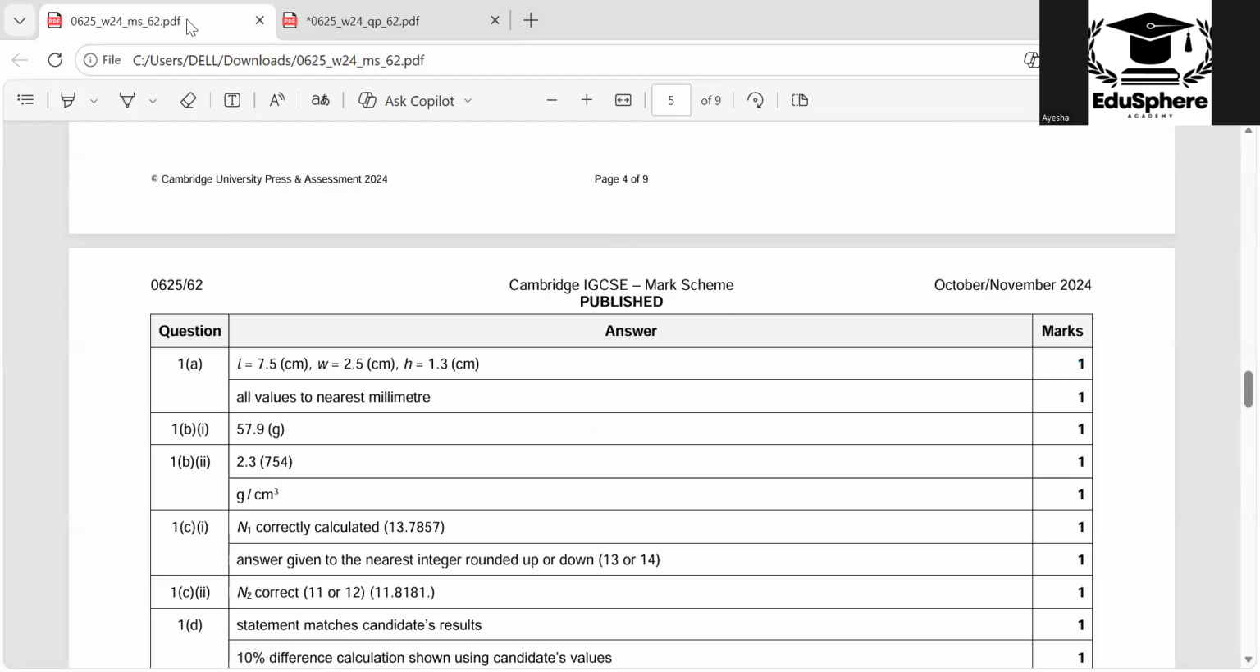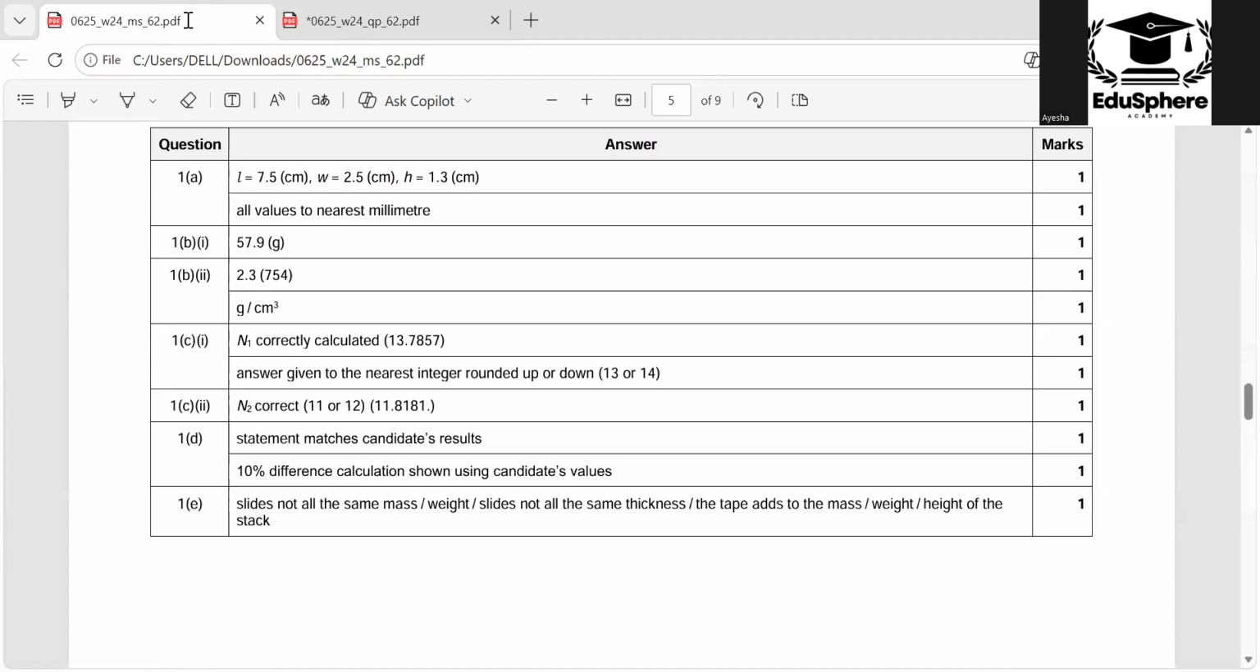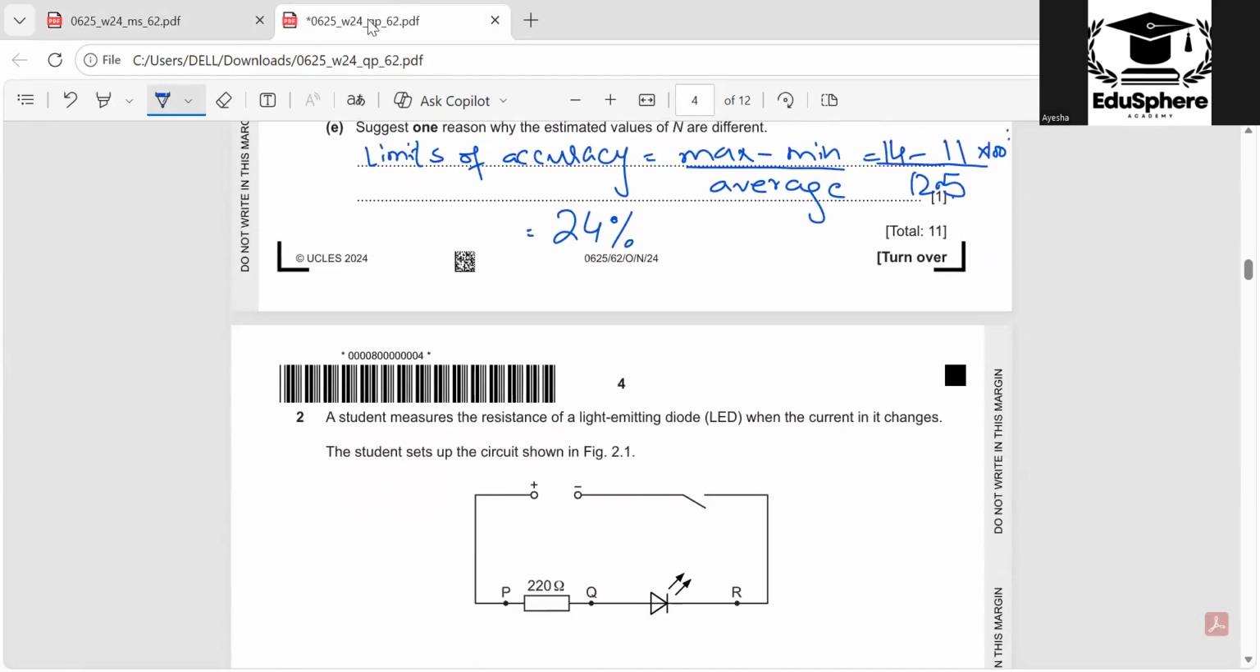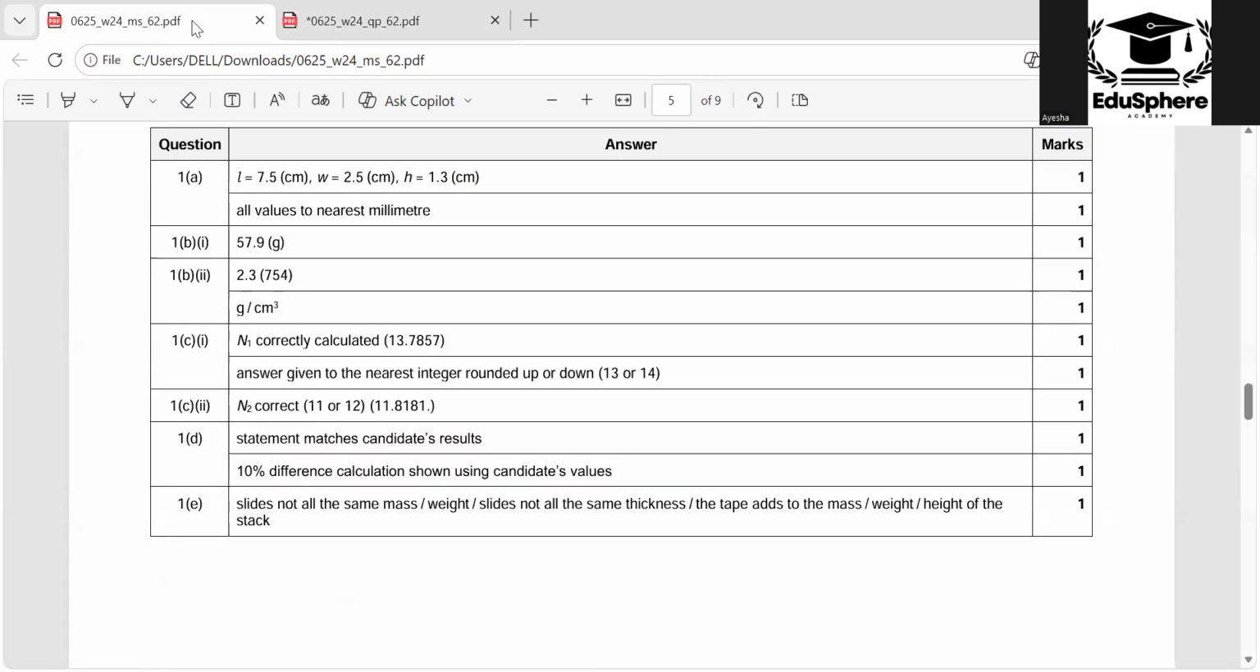They say that if your answer shows a 10% difference calculation, with the candidate's statement matching the candidate's result, we can evaluate like this. And the last one is that the slides are not all the same mass, weight, or thickness. The tape adds to the mass, weight, and height of the stack. So we can give the reference point that the slides are not the same weight and not the same thickness, and the tape adds to the mass because the tape was also added. So the height and the width can also be changed.